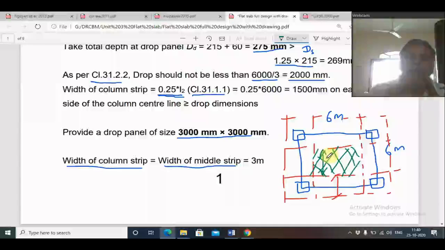So finally I have kept all the values equal. Width of the column strip, width of the middle strip, width of the drop panel, everything I have kept as 3 meter. So we should not have any confusion at a later stage while substituting these values in the equations. This is for simplification purposes.